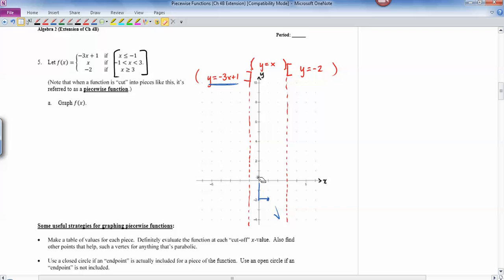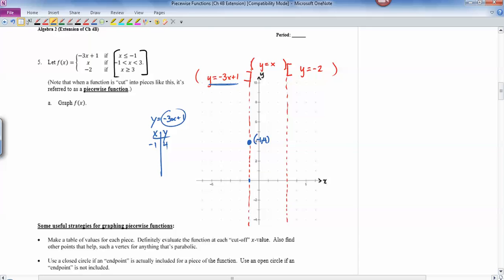And since it's a line, you really only need a couple points. So what I would do is make a mini chart right here, x, y equals -3x plus 1, and include the endpoint. You need to plug in -1 because we want to know where the y value is so that we know where it ends. So if I plug in -1 into this, I get 4 for my y value. So I know it goes through -1, 4 right there.